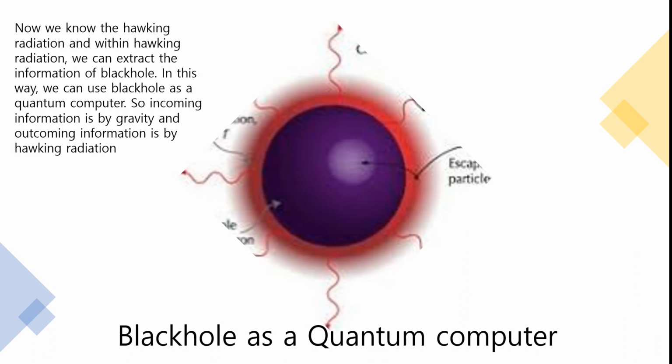Now we know Hawking radiation. With Hawking radiation, we can extract the information of the black hole. In this way, we can use a black hole as a quantum computer. So incoming information is by gravity, and outgoing information is by Hawking radiation. So, black hole as a quantum computer.